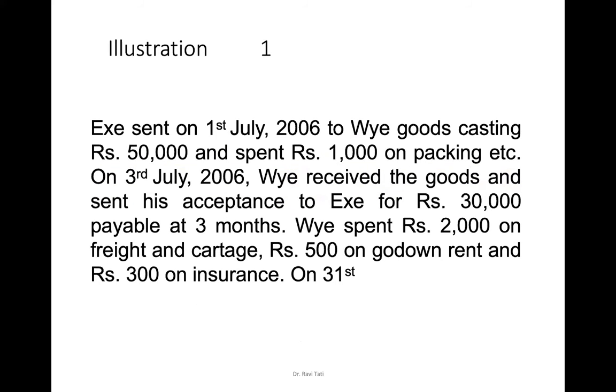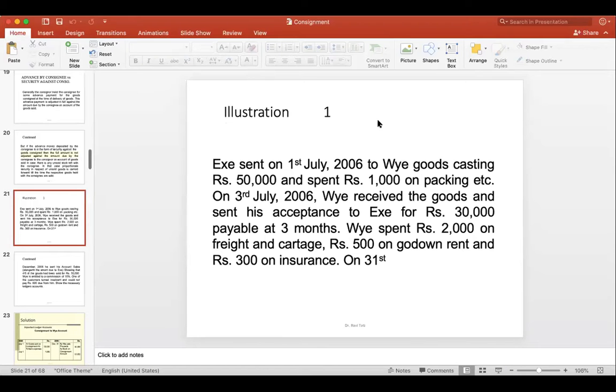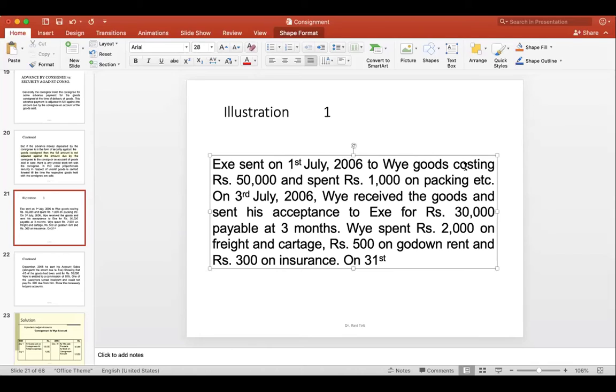Now, let's look at a problem so that we understand what we have discussed so far. X sent on 1st July 2006 to Y goods costing 50,000 and spent 1,000 on packing. On 3rd July 2006, Y received the goods and sent his acceptance to X for rupees 30,000 payable in 3 months. Y spent 2,000 on freight and cartage, 500 on godown rent, and 300 on insurance.